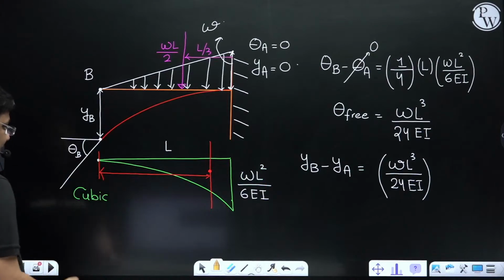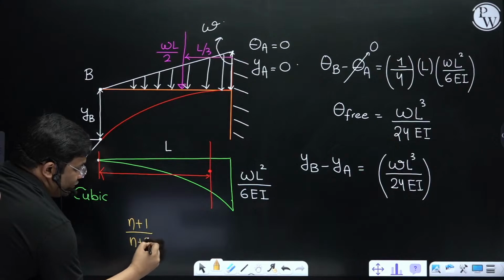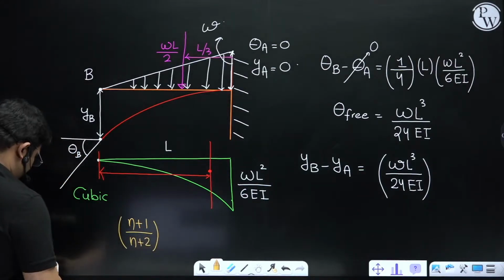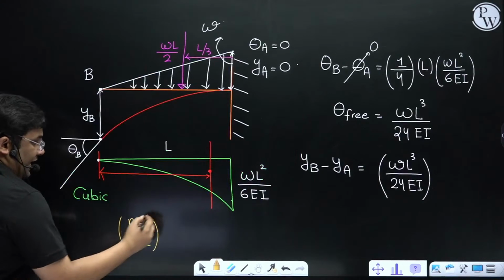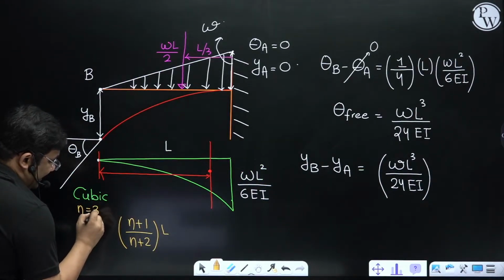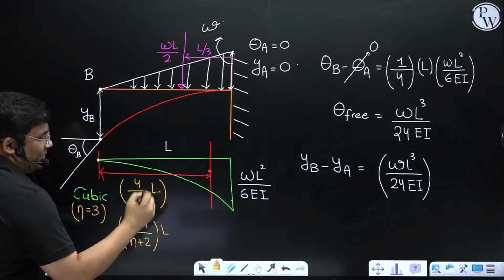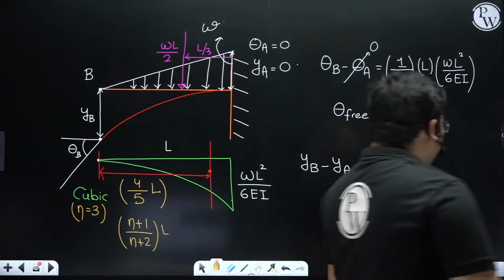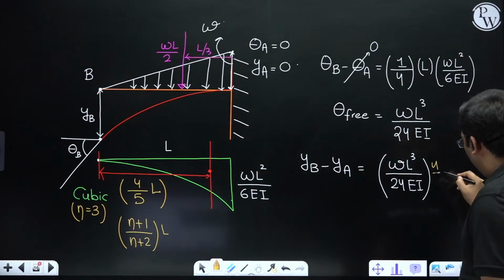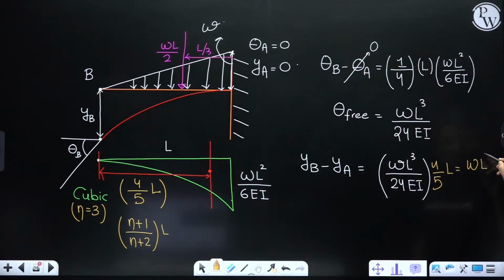But in this case, if I put the formula n plus 1 by n plus 2 into your base, which is actually L, so here also it is L. So it will be n plus 1, and n is how much? 3 here. So it becomes 4 by 5 L. Easy. Yes, 4 by 5 L. So I'll multiply 4 by 5 L here. So it becomes WL to the power 4 by 30 EI. That's it.